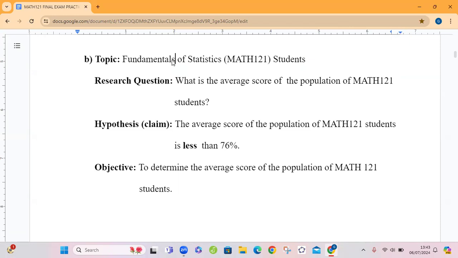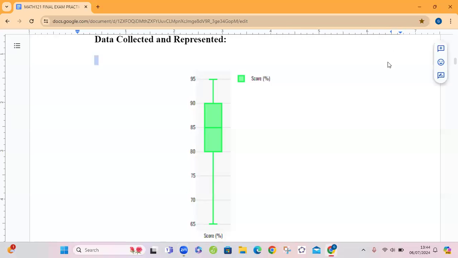So data has to be collected to try to refute or confirm, authenticate that hypothesis that was made about the population. A sample has to be used to do that. So as you can see, the data was collected, it was organized, and it is represented using a box and whiskers diagram.